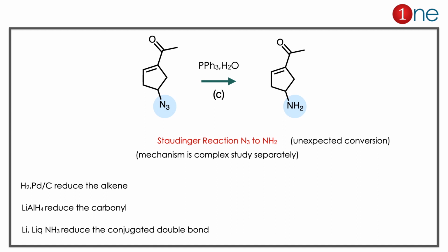You can answer this by the elimination method also, because palladium with hydrogen reduces the alkene, so it is not selective. Lithium aluminum hydride reduces the carbonyl, it is also not selective. Lithium in liquid ammonia reduces the conjugated double bond, so it is also not selective. So our answer is clearly C there. The concept you have to learn here is the Staudinger reaction, which converts azide into amine.